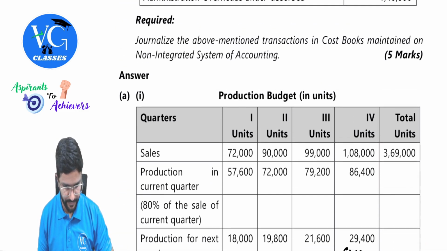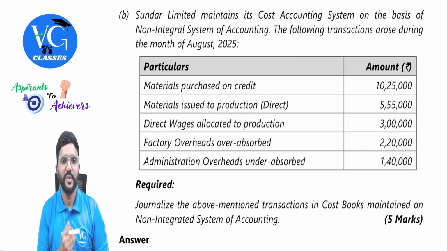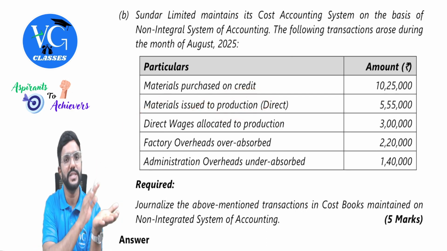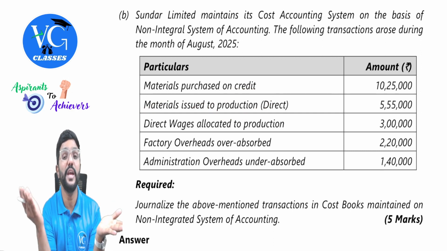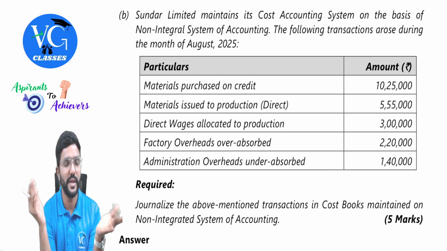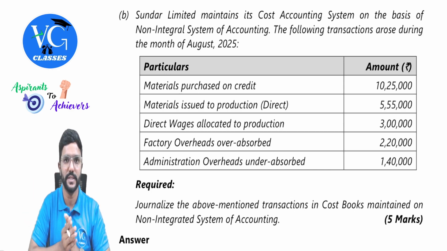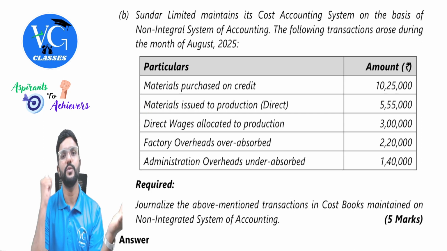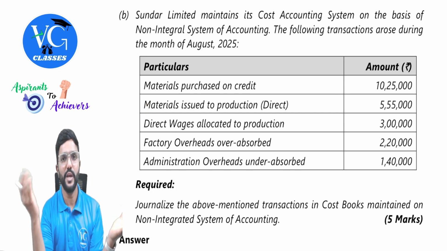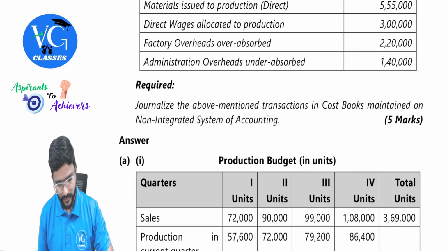Next, material issued to production, which is direct material. So what is the entry, guys? Material is going from stores ledger to, where is the production happening? Factory. Factory account is represented by the WIP control account. Manufacturing is happening in WIP control account. So material is going from stores to WIP. Debit the receiver, WIP control account, and credit the giver. Who is the giver? Stores ledger.